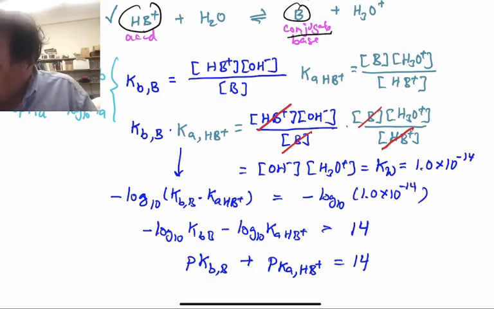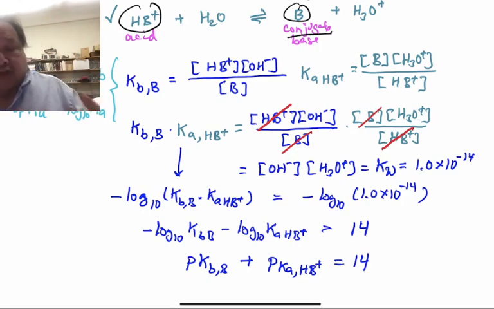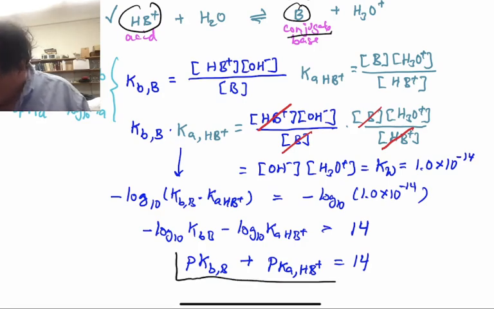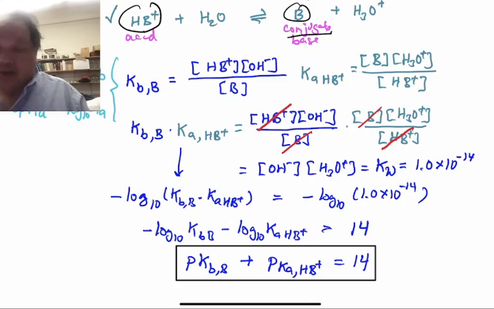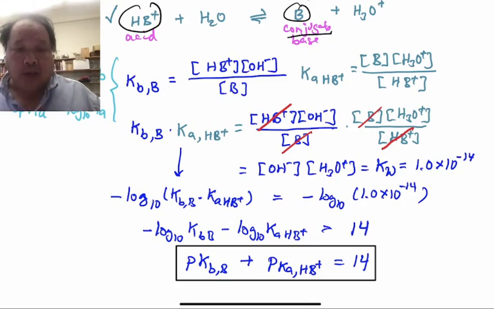The pKa of an acid plus the pKb of its conjugate is equal to 14. And that's true for all conjugates. And we will use this result in tomorrow's class.